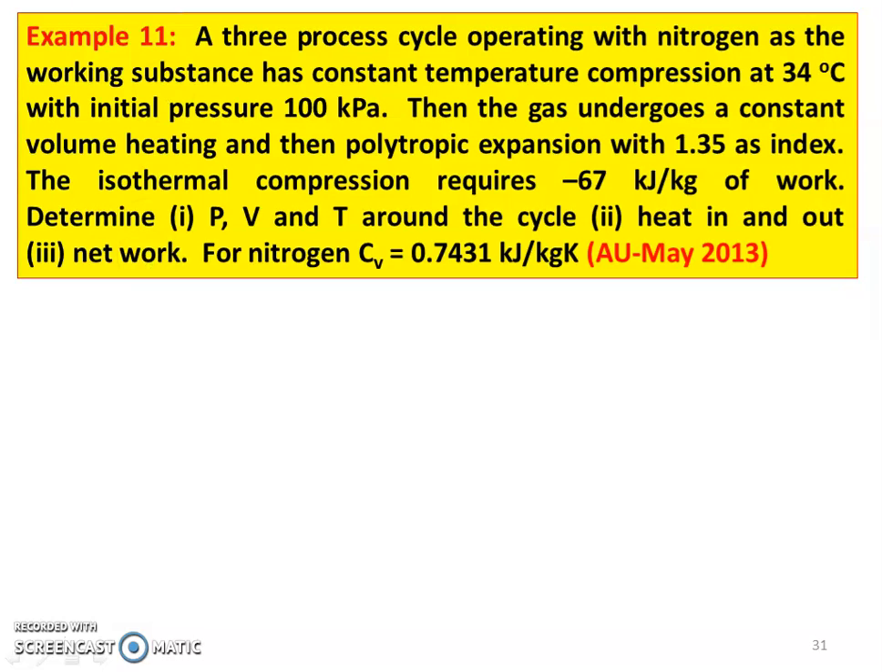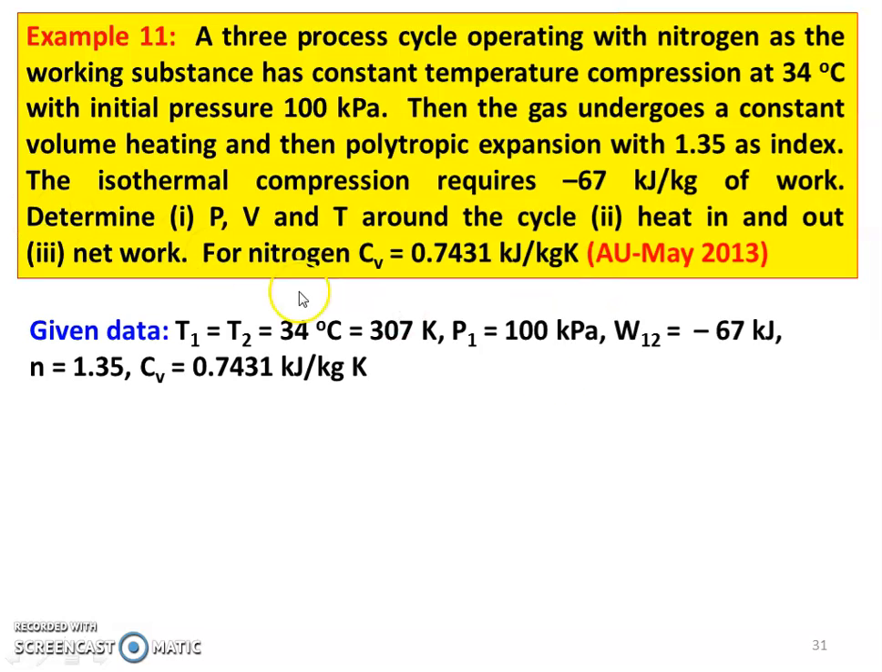Next problem. Problem number 11, example number 11 from May 2013 question paper. A three process cycle operating with nitrogen as the working substance has constant temperature compression at 34 degrees Celsius with initial pressure of 100 kilopascal. Then the gas undergoes a constant volume heating, then polytropic expansion with 1.3 as the index. The isothermal compression requires minus 67 kilojoules per kilogram of work. Determine: 1. Pressure, volume, temperature around the cycle. 2. Heat in and out. And 3. Net work done. For nitrogen, Cv equal to 0.7431 kilojoules per kilogram Kelvin.